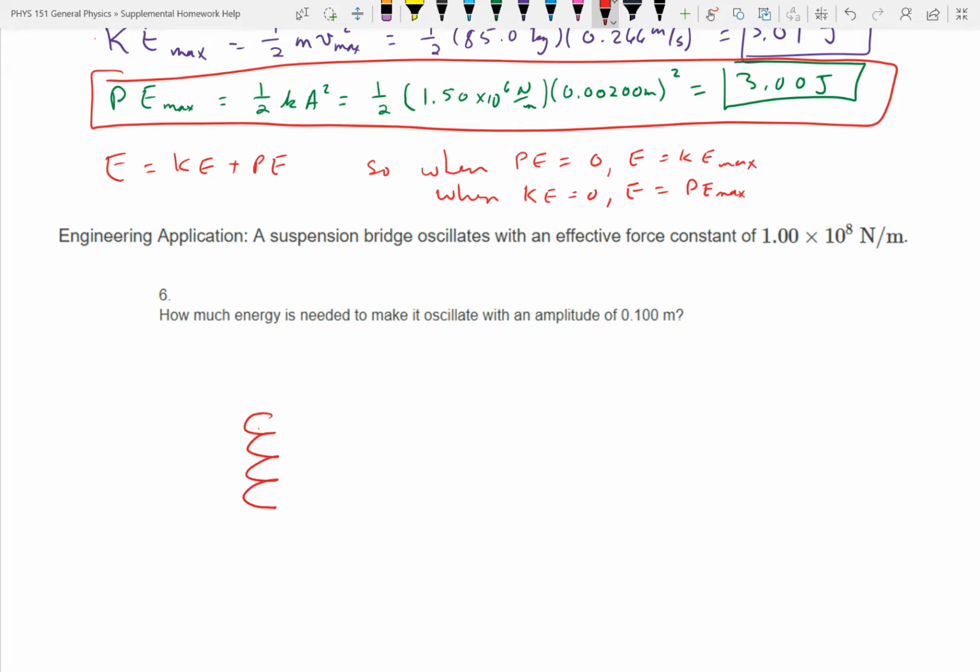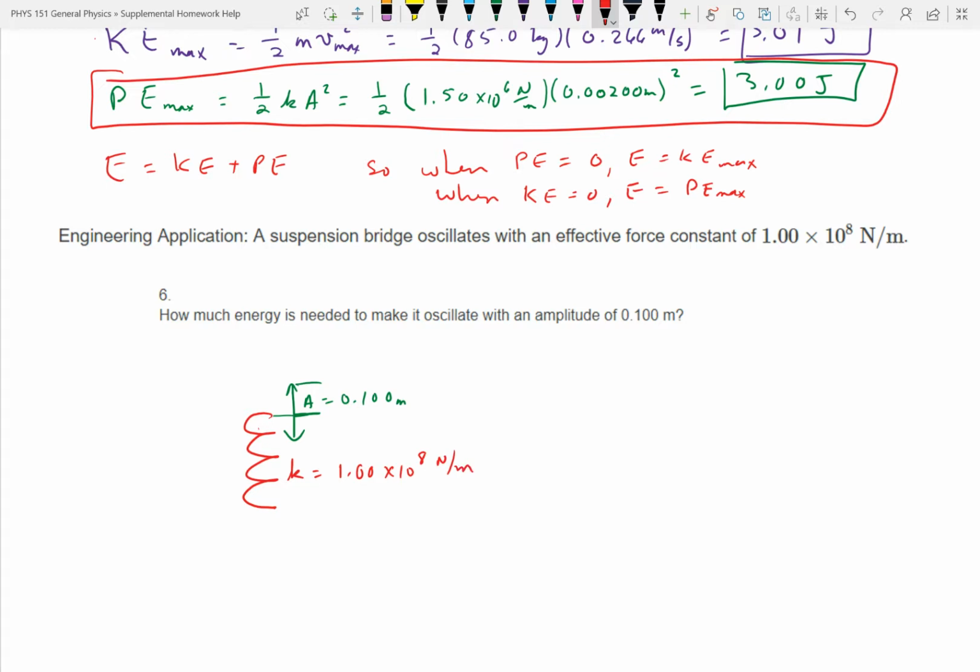Here's the bridge, right? Is that what the bridge looks like? Clearly no. And it's moving up and down with some amplitude equals 0.100 meters. It has spring constant K is equal to 1.00 times 10 to the 8th newtons per meter.